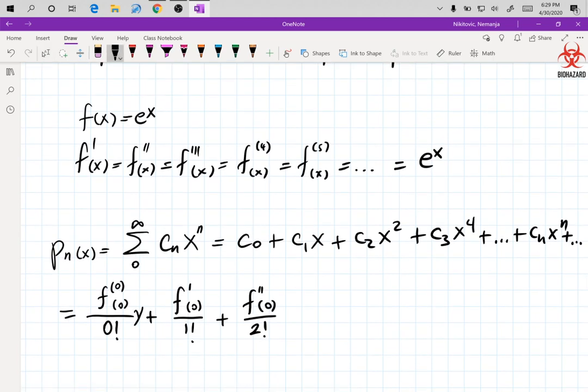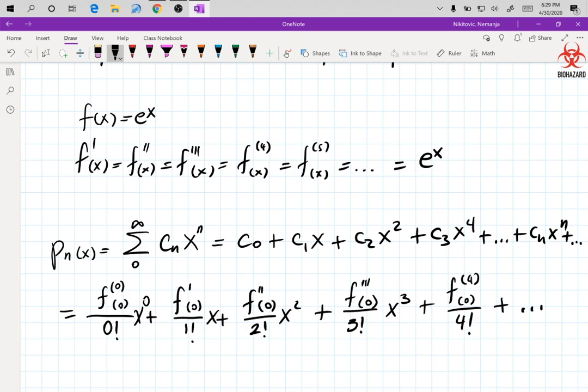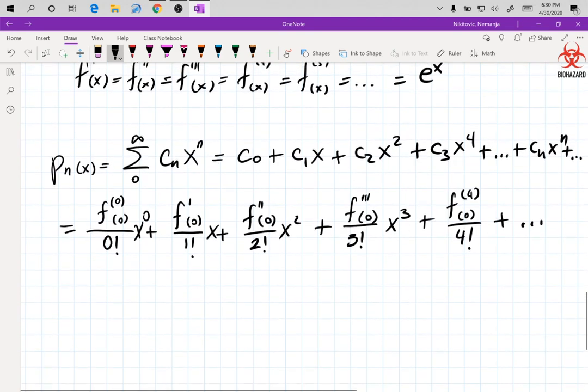Oh my, I'm forgetting x to the 0, x to the 1, x squared, holy nightmare, plus the triple derivative computed at 0 divided by 3 factorial x cubed, plus the fourth derivative computed at 0 divided by 4 factorial, plus, and I'm just going to put 3 dots. I can't compute the rest, so I'm just going to leave it there because we do have infinity on top of our summation, right? So it has to go to infinity.